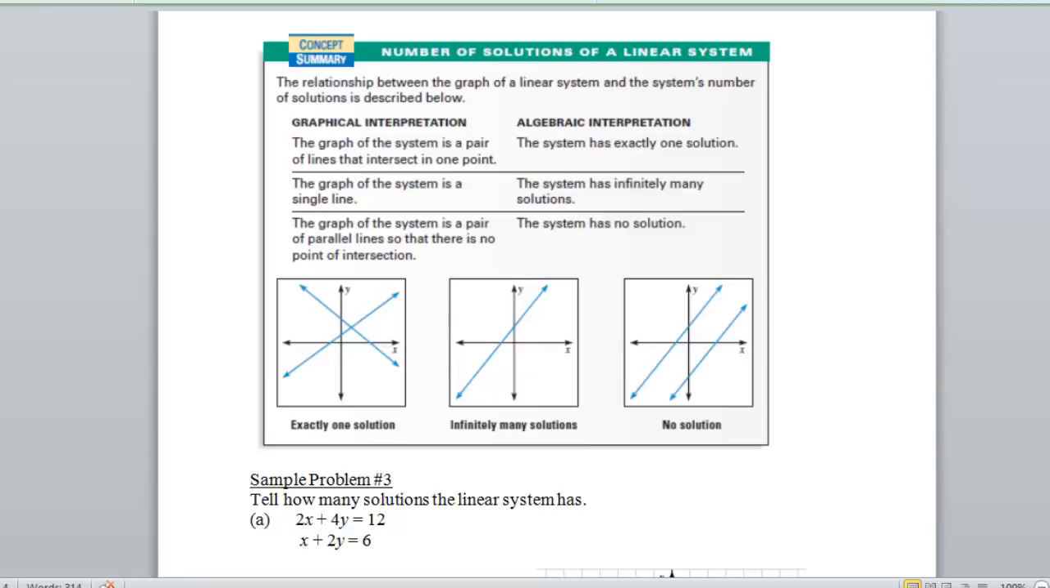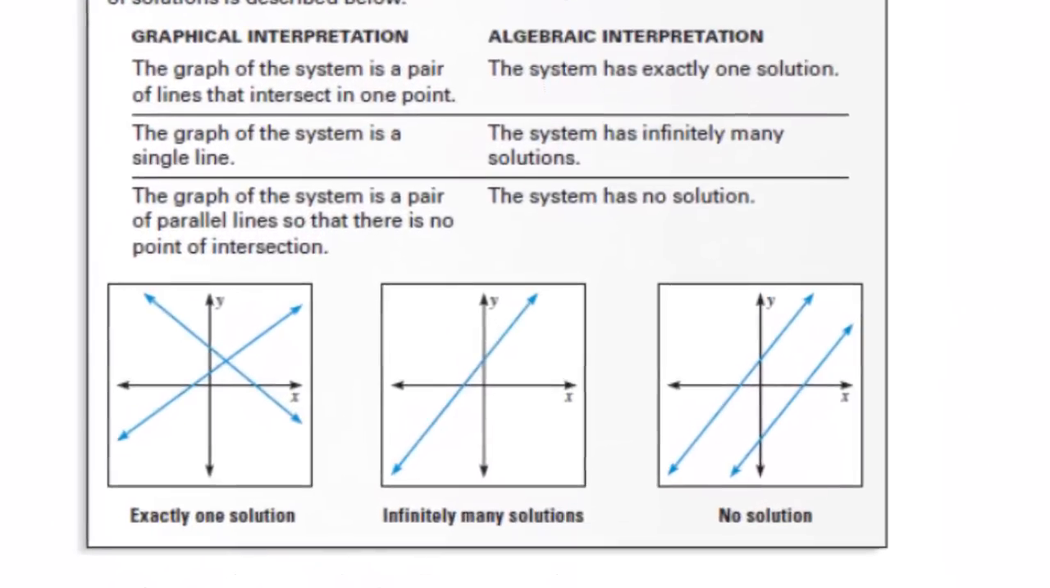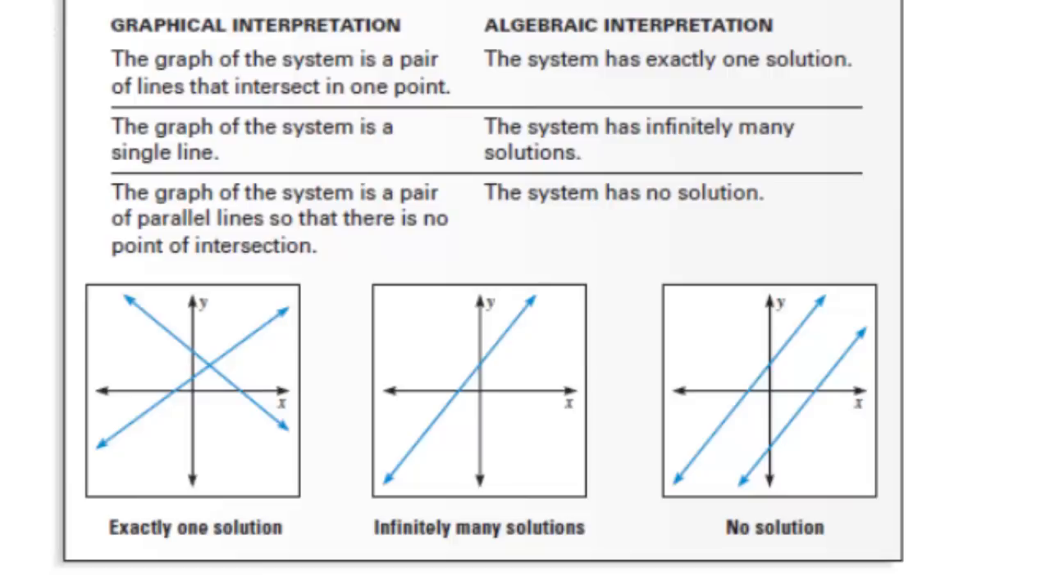And so if you look at this concept summary, you can see a visual example and a verbal example of each of those special situations. And so if we look at this first one, exactly one solution, that's what we've been looking at up to this point in time. We've graphed two lines, they cross each other, and they have one point of intersection, so it has exactly one solution.